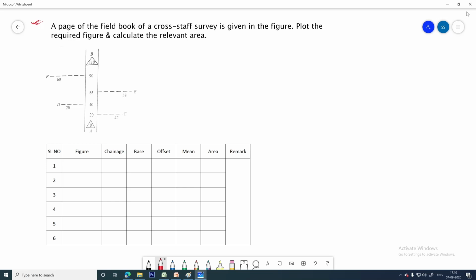Yes, so this one is the problem. It is said that a page of the field book of a cross-staff survey is given in the figure. This is the survey result using a cross-staff. So plot the required figure and calculate the relevant area. That means we need to plot a figure using this particular data.